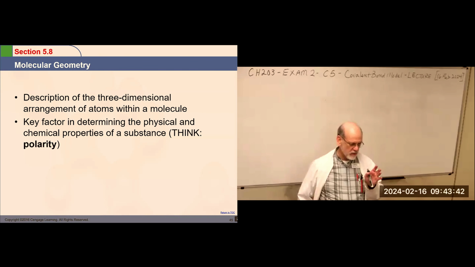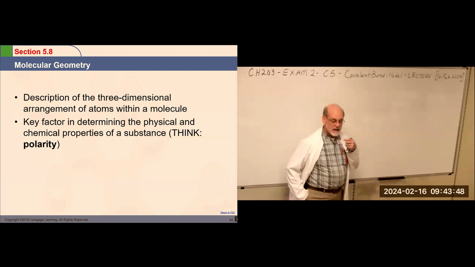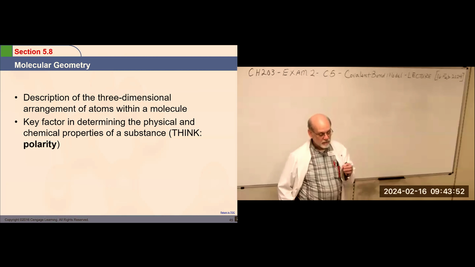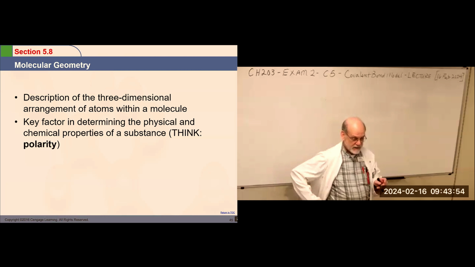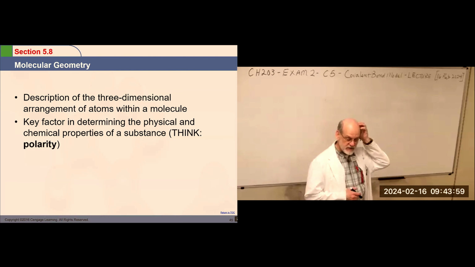Why do we need to know the geometry of a molecule? Because it has a definite bearing upon the physical and chemical properties of a substance. Think polarity. Bonds can have polarity, right? I think we mentioned that earlier.